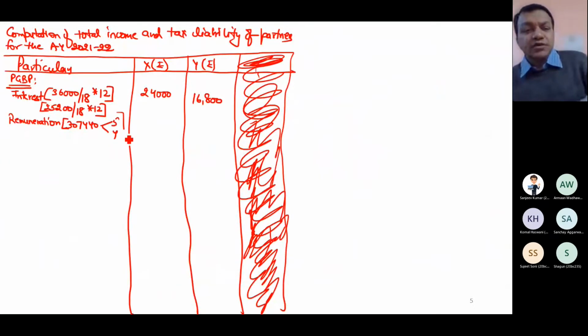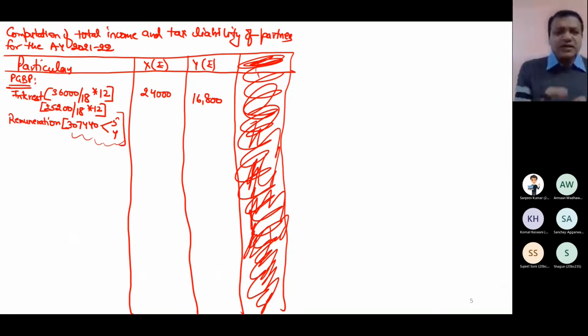But in the examination don't write in this way, okay? This is only for the class work. You have to write the complete thing: that 3 lakh 7,440 will be divided in the ratio of 5 is to 4. So don't use short form. It becomes 170,800 for X and 136,640 for Y.